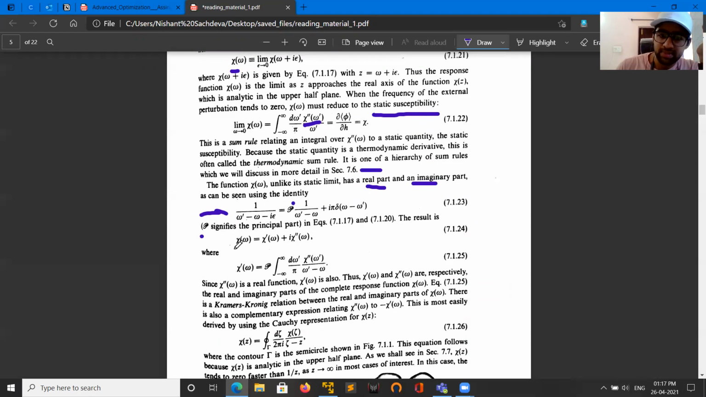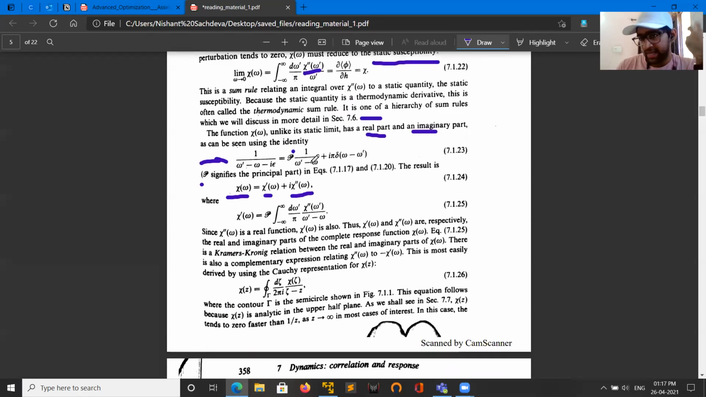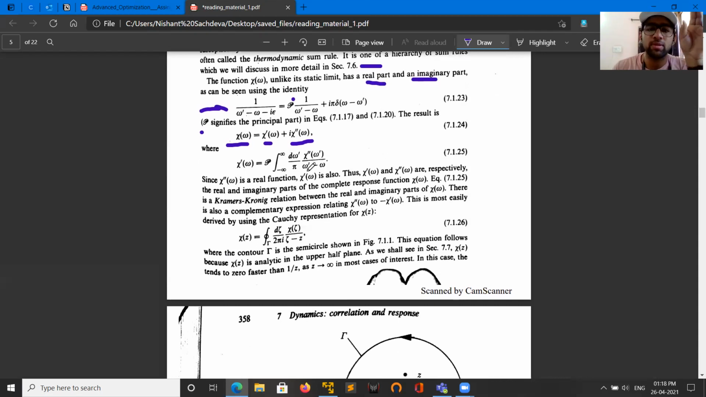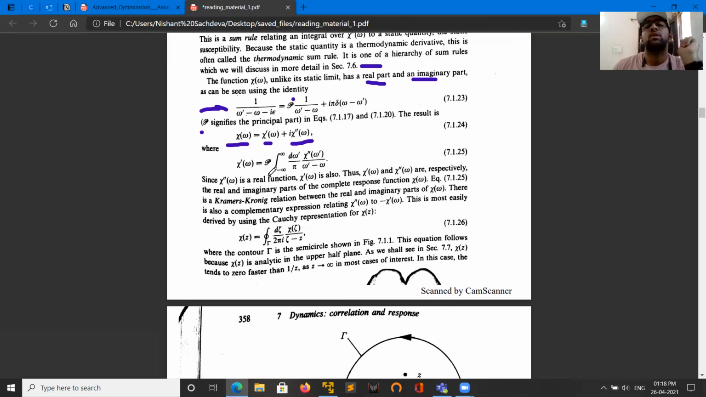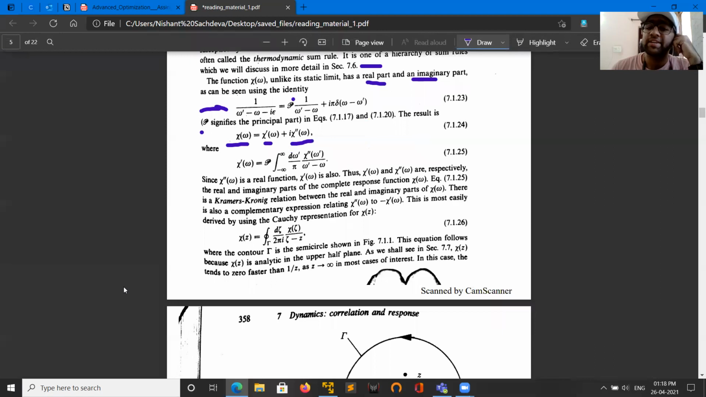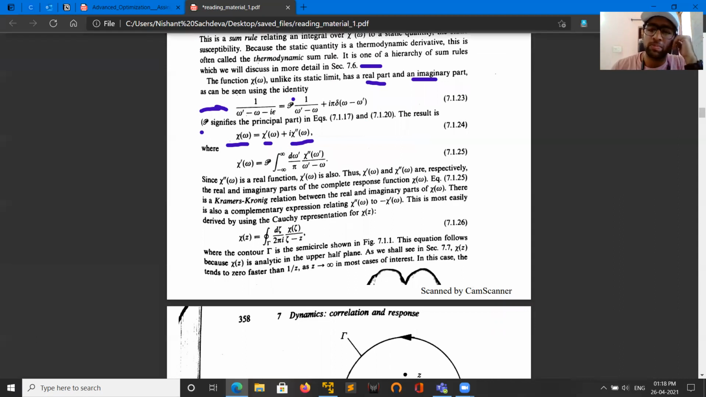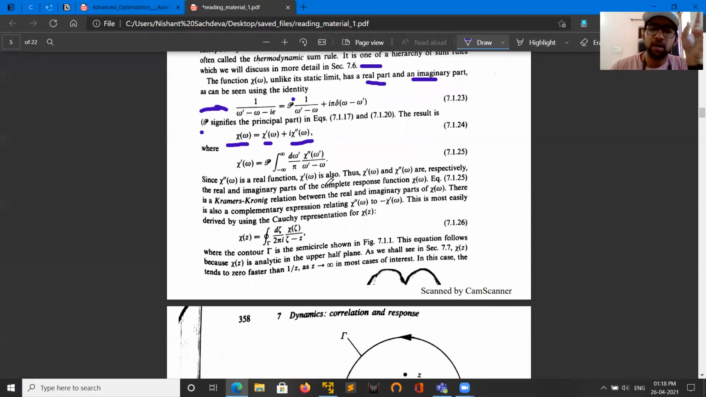So the result is x of omega is x dash of omega plus iota times x double dash of omega, where again x dash of omega is this principal part multiplied by the integral going from minus infinity to infinity over the frequencies, with the derivative of the frequency omega. Now since x double dash of omega was a real function, x dash of omega also will be a real function. Thus x dash of omega, now be careful, I think they're changing notations around here. X dash of omega and x double dash of omega, I'm calling both of them x, but I think they might be different. Let's just keep our minds open here. They are respectively the real and imaginary parts of the complete response function x of omega. Looks like they are both the same x.